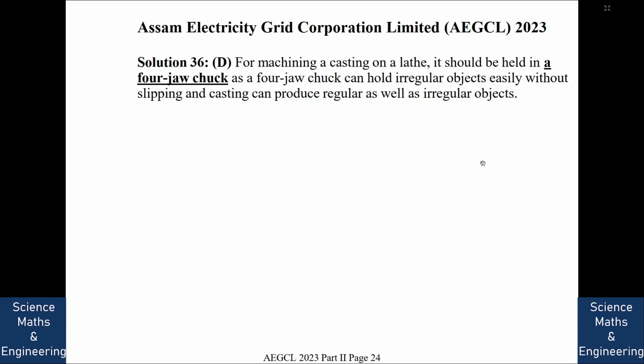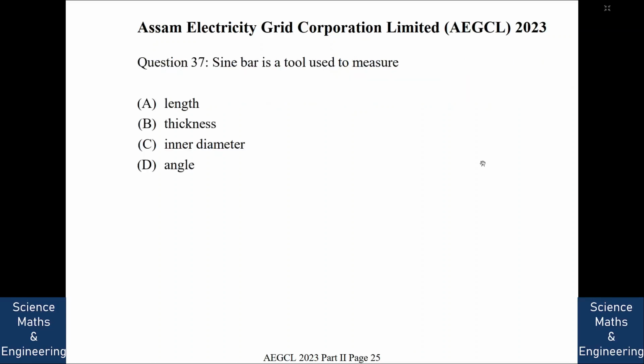Okay, so we'll go to the next question. Sine bar is used to measure angles. Here we use geometric definitions, and then we can find out what is the angle that the sine bar is causing, with the help of the sine bar. So we'll go to the next question.